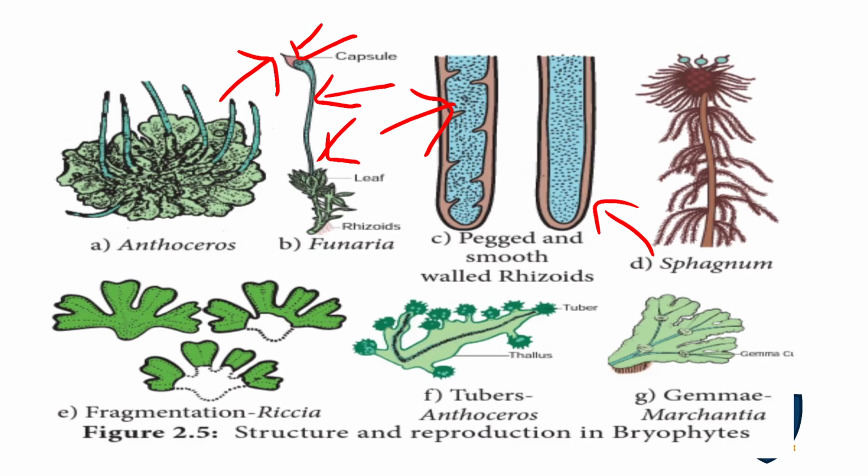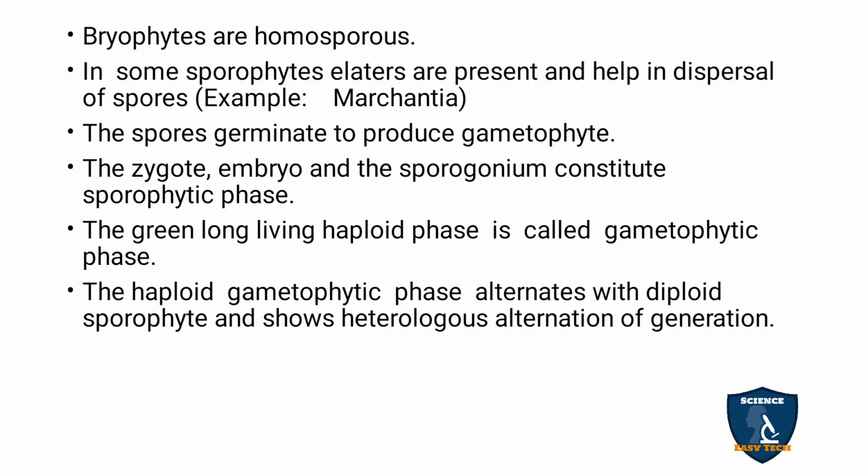So you can see these are tuberculated rhizoids, and this is Sphagnum, a moss. Funaria is also a moss, and the hornwort is Anthoceros. This is the fragmentation part, that is vegetative reproduction: a particular part is cut and it can grow into a new thallus. These are the tubers. The tubers are vegetative structures and can give rise to a new plant. And in gemma cup formation, you can see that from the gemma cup a new plant arises.